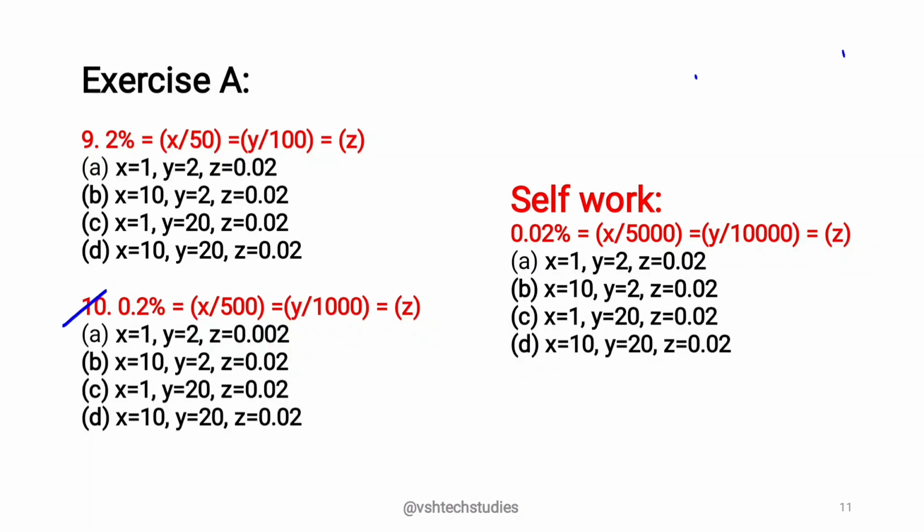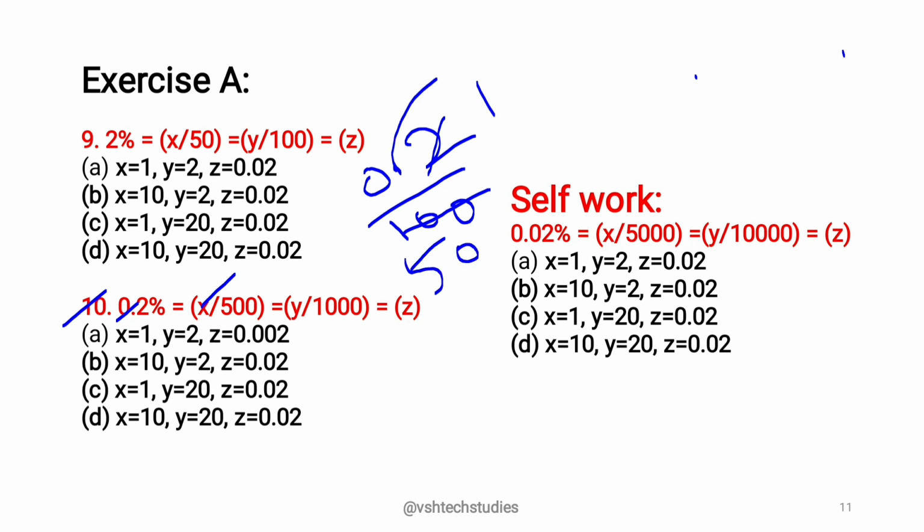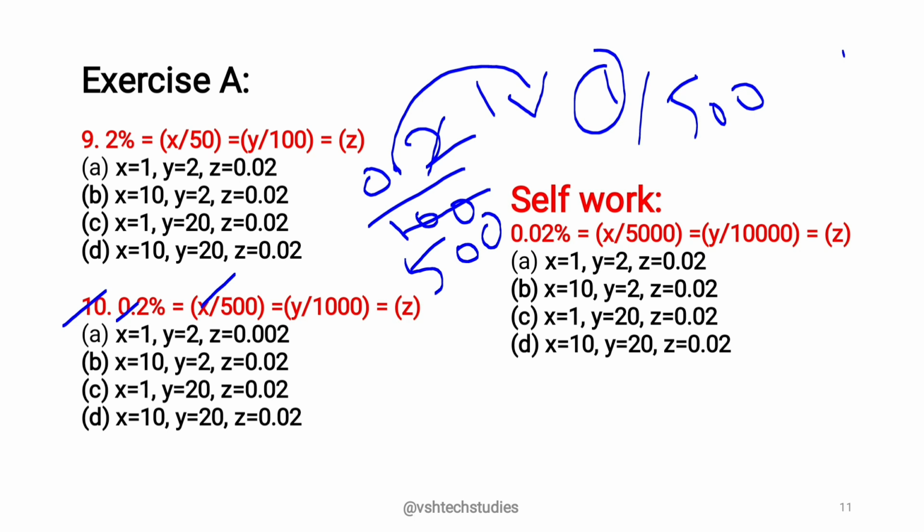The next problem to be solved is problem number 10. In that 0.2% is given. So 0.2% means 0.2 upon 100. Here x upon 500 is given. If you simplify, 2 ones are 2, 50s are 100, and if you shift this by one decimal place and add a 0 here, it is 1 by 500. Then x is found to be 1. So in option A x is 1, in option C x is 1. So B and D are to be eliminated.